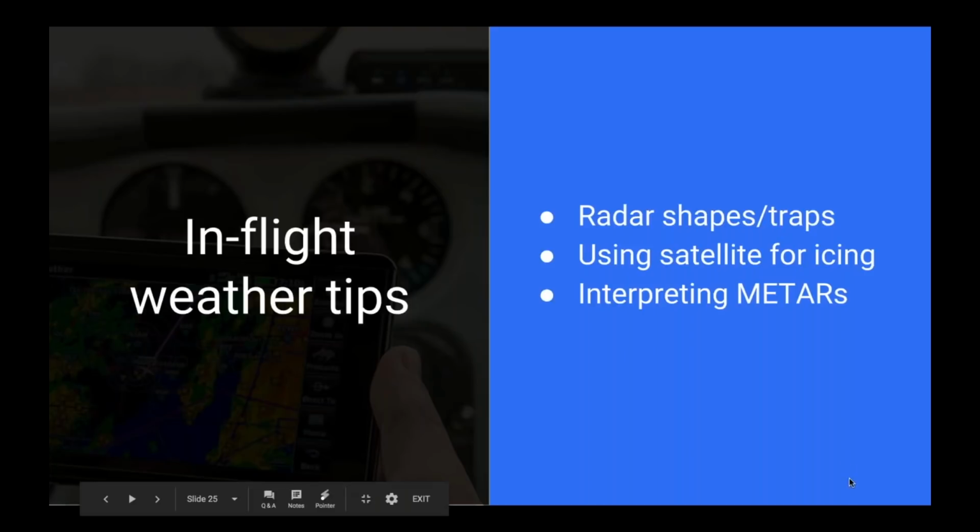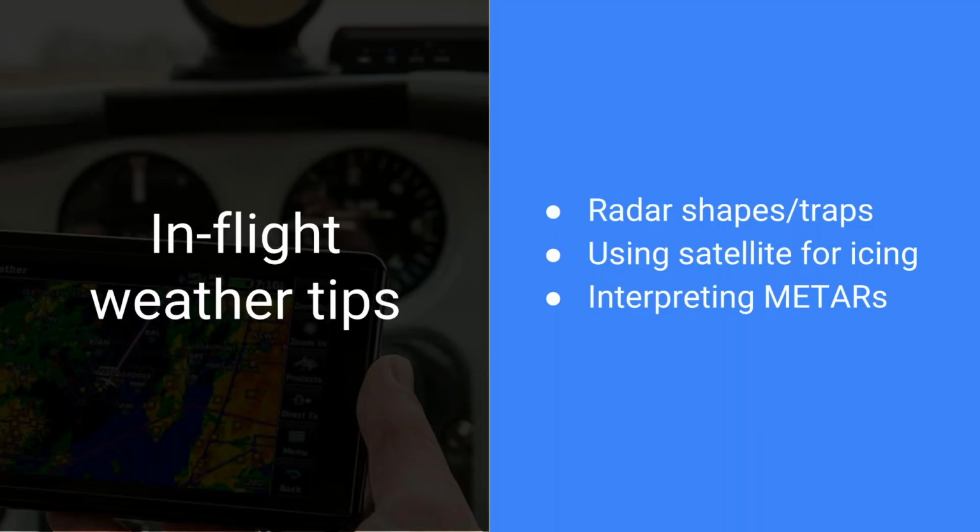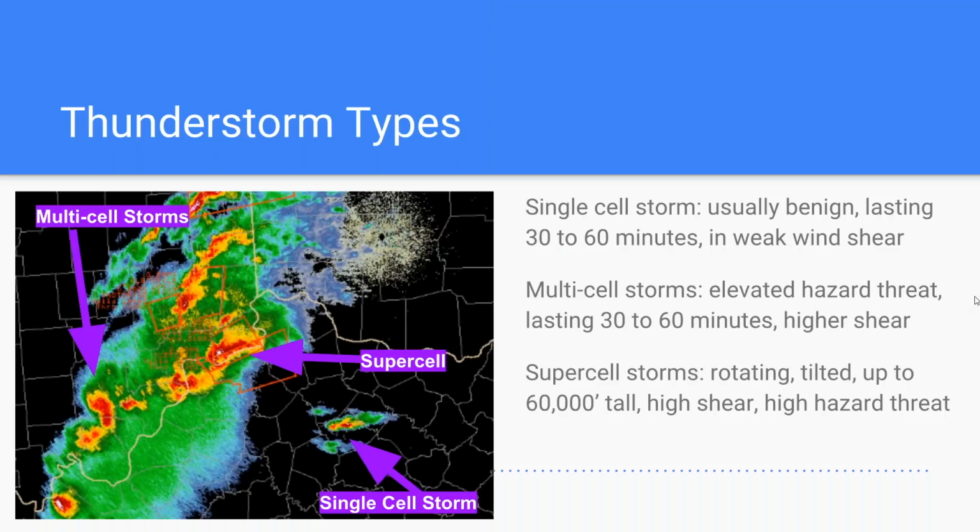Thanks, John. As we prepare for our next section here, I just want to give you an overview of what we'll be covering. So we've already talked about radar, but now we're going to talk about specific shapes and traps that you might find yourself in. We want to make sure that you're up to speed on using satellite for icing. Plus, we'll talk more about METARs and interpreting METARs. I'll give you a complex case. If you're the person that usually trails off once you see the letters R, M, K, you might be surprised at what you might find on your runway in the example coming up.